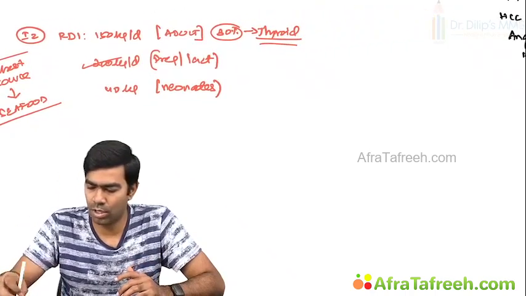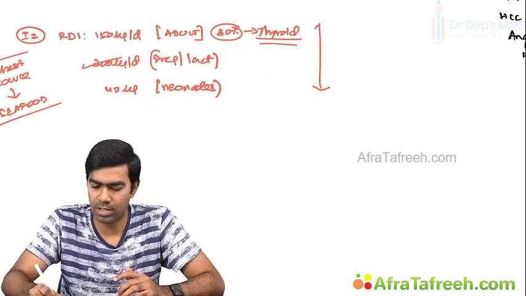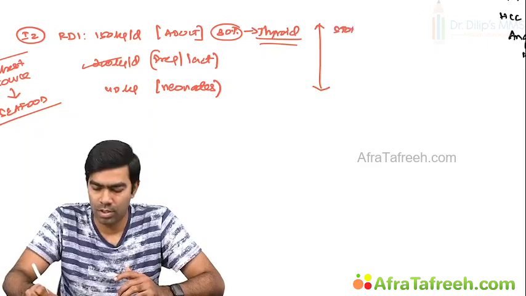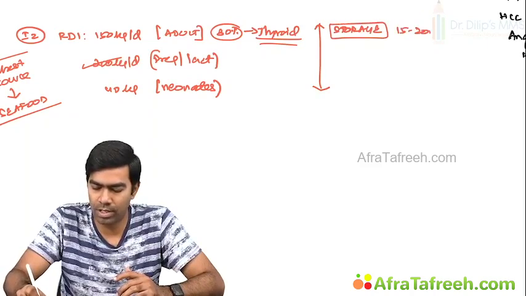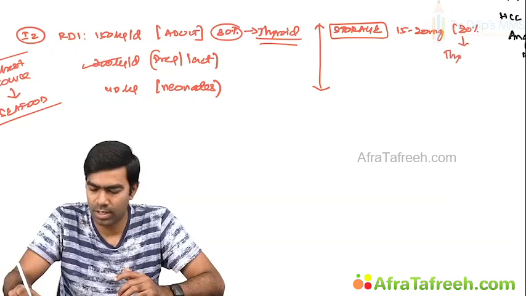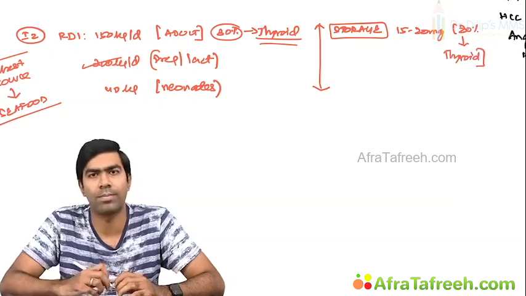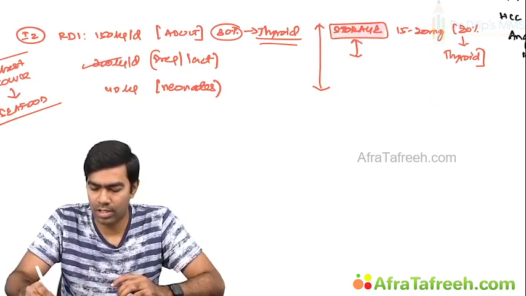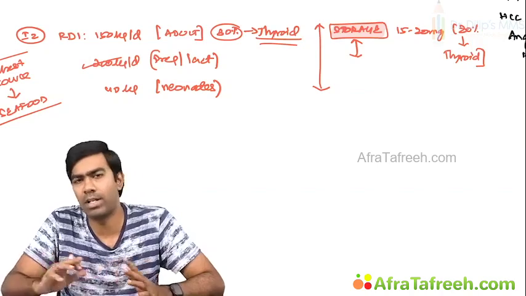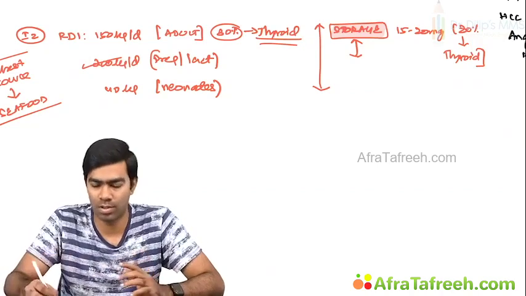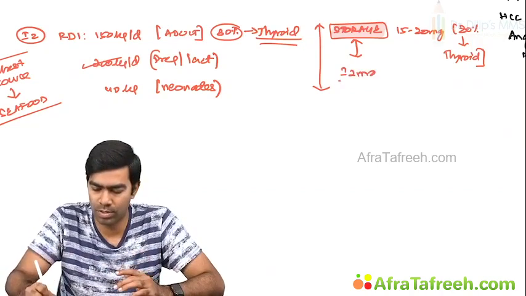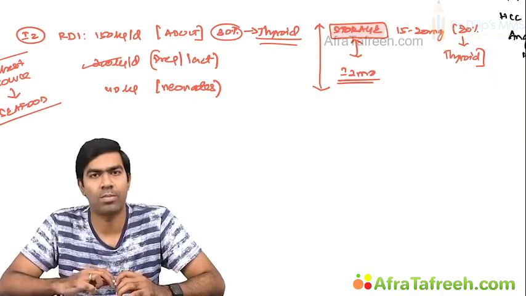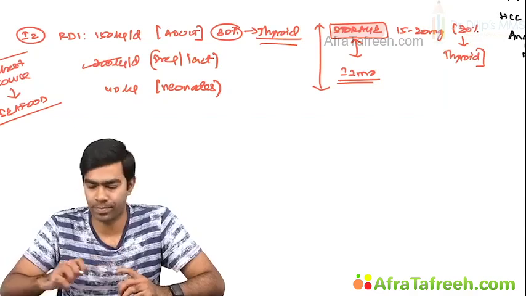Next, let us see the storage of iodine. How much iodine is present in the stores in the body? The stored iodine contributes to approximately 15 to 20 milligrams, of which again 80% is seen in the thyroid only. So these stores, how long will they last? If you remove the iodine completely from the diet, these stores will last for approximately 2 months. Clear?